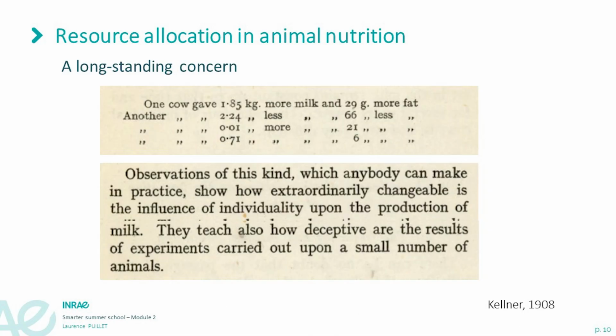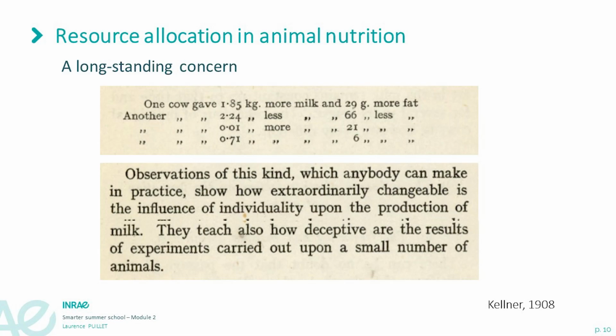And what is really interesting, so here it's an extract from a paper from Kellner, 98, so quite old. So one cow gave 1.85 kilograms more milk and 29 grams more fat. They were analyzing an experiment where they checked the cows for different aspects of production, milk quantity and composition. So another cow, for the same diet, gave 2.24 kilograms less milk, but with 66 less fat, and so on. I'm not going to read the 4 different cows.